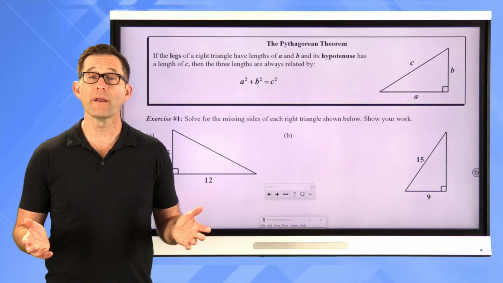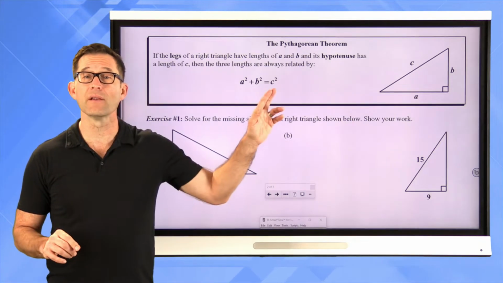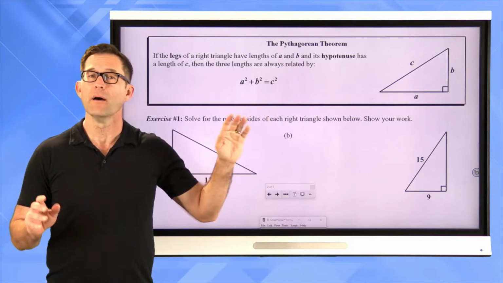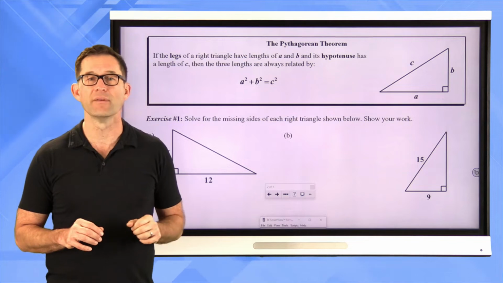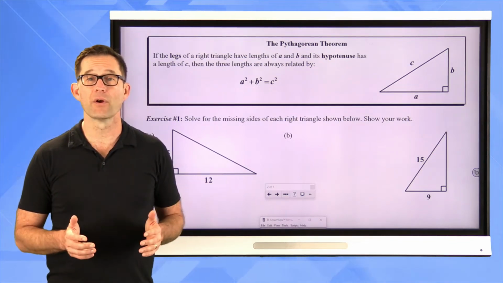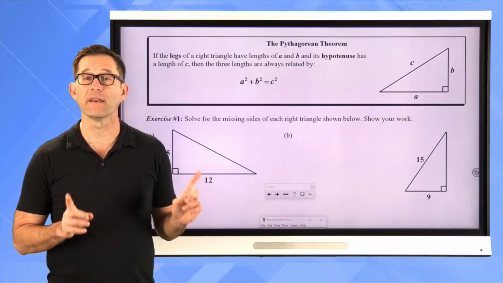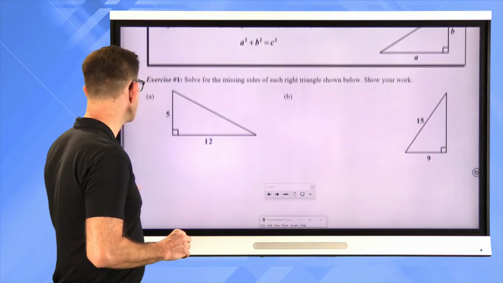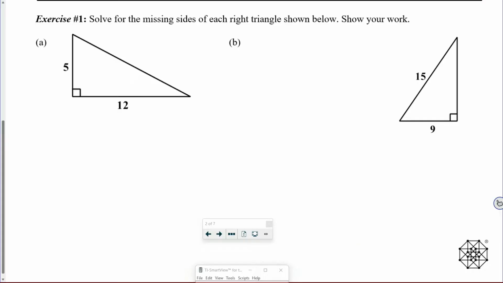Later on in this course, we're going to take a look at where this theorem comes from and derive it, but that's going to be in Unit 7, if I recall correctly. For now, we just want to have the theorem so that we can use it to find missing sides of a right triangle. Let's get right into that in Exercise 1.